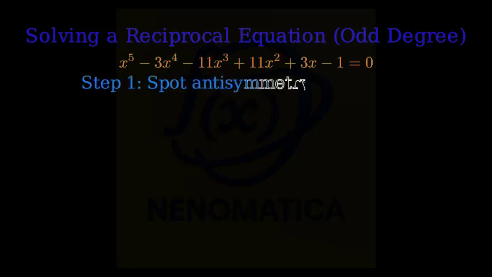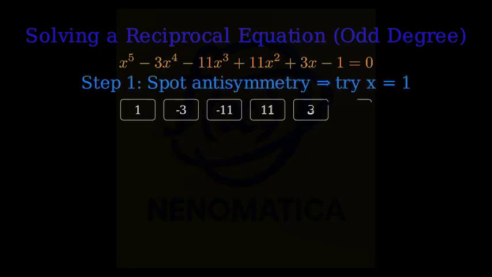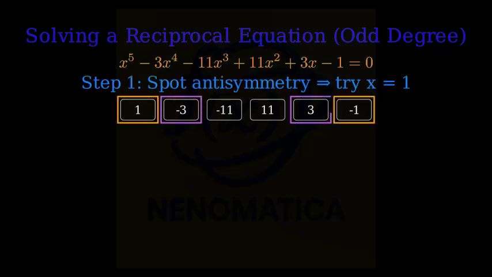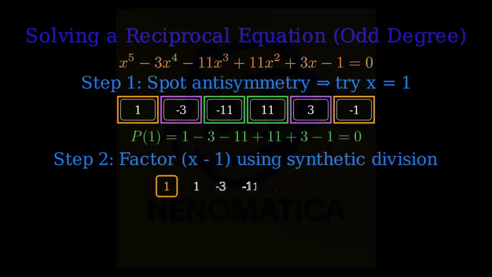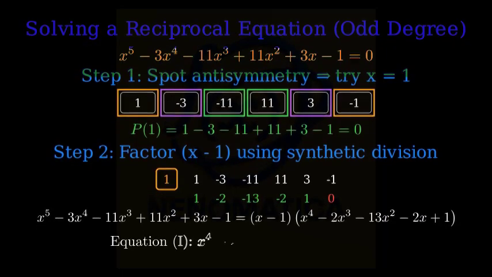Step 1. Notice the coefficients appear in opposite pairs, 1 and -1, -3 and 3, -11 and 11, for an odd-degree anti-symmetric coefficient pattern. x equals 1 is a root. Let's verify by direct substitution. Step 2. Since x equals 1 is a root, factor out x minus 1. We can use synthetic division with root 1 to find the quartic quotient.